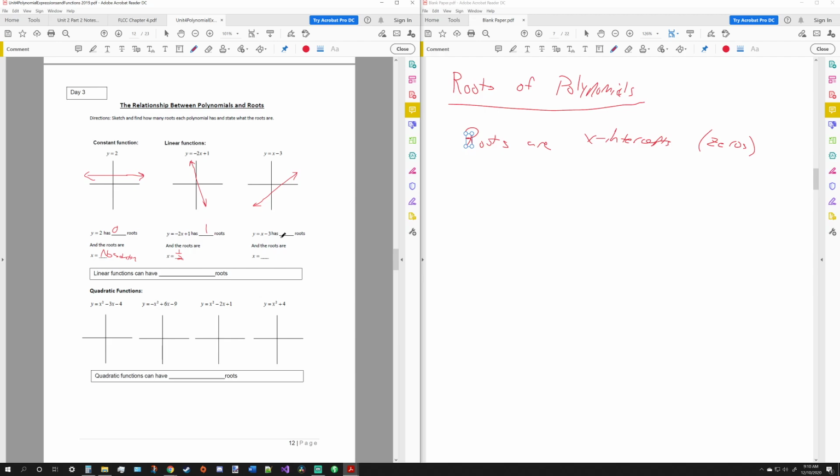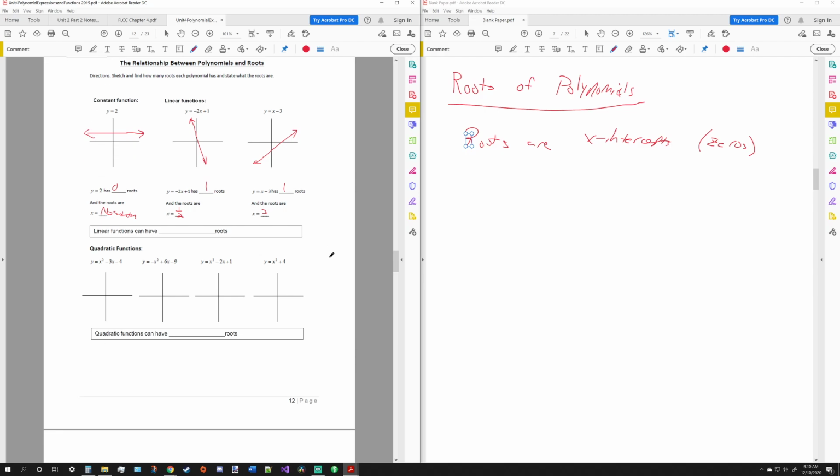And then x minus 3 has, again, one root, one x-intercept. And that one would be when x is 3. Right? Also thinking about what number would we plug in for x to make the y value 0. Okay, so there's the roots. A linear function can have, at most, one root, because it's a straight line, right? Once it crosses the x-intercept, it can't bend and come back. So it just has one root.